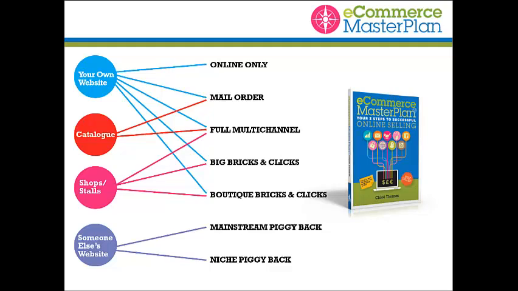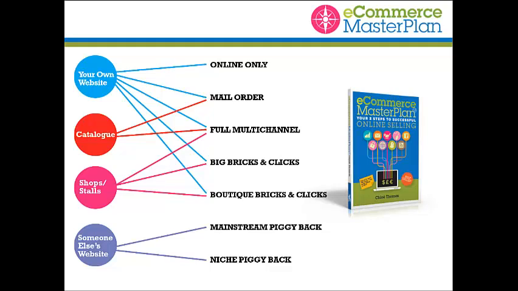So down the left-hand side, we have the 4 different ways in which you can get sales to your business as an e-commerce business. At the top, we've got your own website. It might be on Shopify, might be on the Magento platform, could be using WooCommerce on the back of a WordPress site. Doesn't matter which engine you're using, but it's your website on your URL. So it's ecommercemasterplan.com, for example.